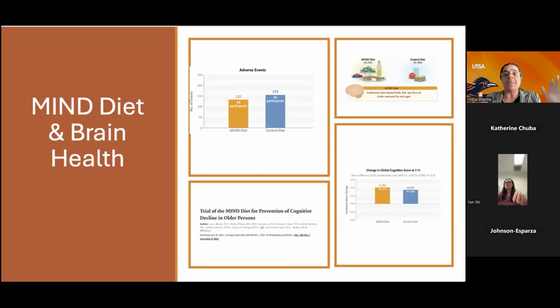Just to summarize, the Mediterranean diet includes lean meats, a lot of monounsaturated fats, nuts, seeds, and oils, and then your whole grains. And your DASH diet focuses more on low sodium and weight loss if people are overweight. So when you look at those things, you see that overall cognitive decline, in terms of adverse events, was much less in individuals who followed the MIND diet versus the control diet.